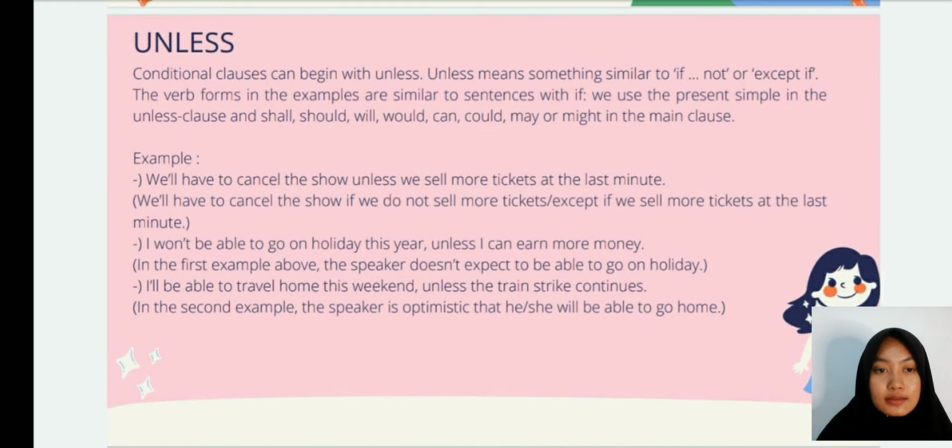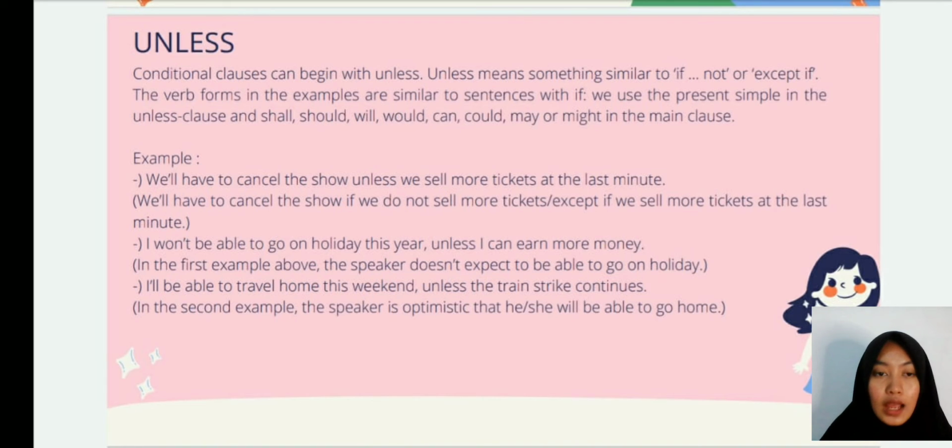The next is unless. Conditional clauses can begin with unless. Unless means something similar to if not, or except if. The verb forms in the examples are similar to sentences with if. We use the present simple in the unless clause and shall, should, will, would, can, could, or might in the main clause. Example: we'll have to cancel the show unless we sell more tickets at the last minute. It means we'll have to cancel the show if we do not sell more tickets, or except if we sell more tickets at the last minute.